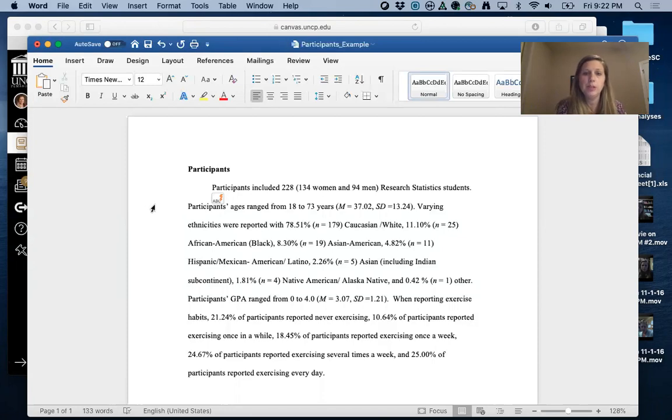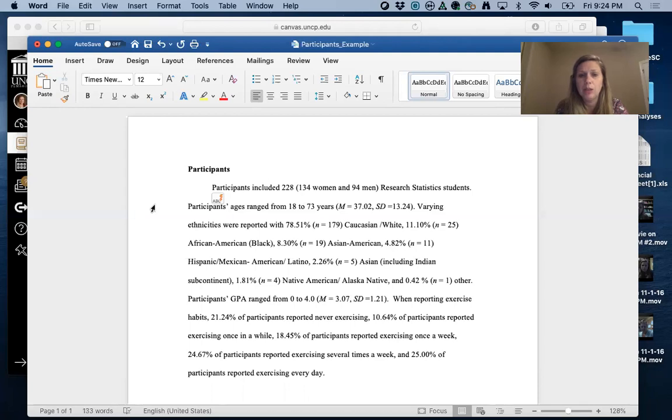It says participants included 228, and then it has in parentheses the number of women and men. Research statistics students, participants' ages range from 18 to 73. Then it has the mean age. So on average, these participants are 37 years old, 37.02 years old. And the standard deviation is 13.24. So remember the standard deviation talks about the spread of the scores. So here on average, scores are 13.24 points away from the mean. That's a large standard deviation. So just keep that in mind here.